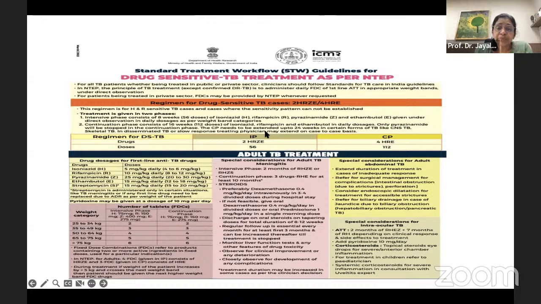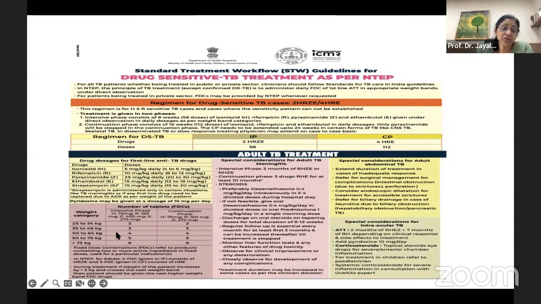The continuation phase may need to be extended up to 24 weeks in certain forms of TB like CNS TB, skeletal TB, and disseminated TB, or in slow response of tuberculosis. And the doses are isoniazid 5 mg per kg per day, rifampicin 10 mg per kg per day, pyrazinamide 25 mg per kg per day, ethambutol 15 mg per kg per day, and streptomycin 15 mg per kg. And the number of tablets depends on the weight basis.